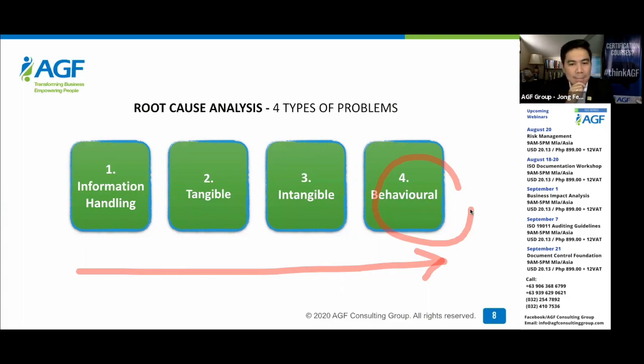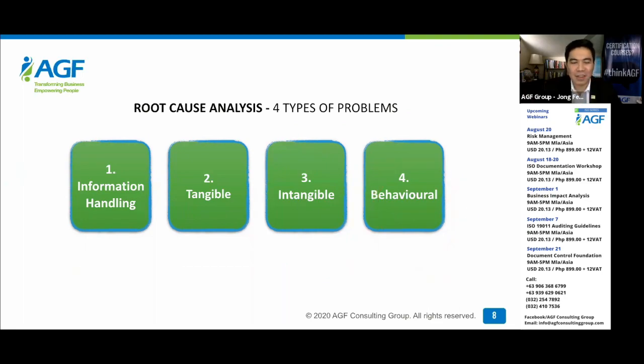Let's say, you know what? I'd rather show you a case study here. Give me 1 second. I'll show you a simple case study here. That's a very good question, by the way. So Sir Rommel Ross Oba is asking for an example pertaining to intangible problems. So let's take a look at this.